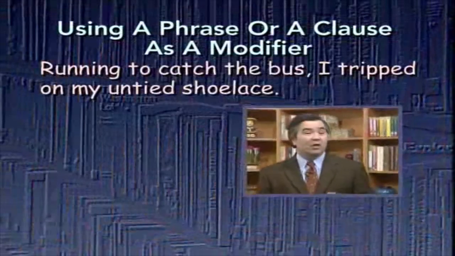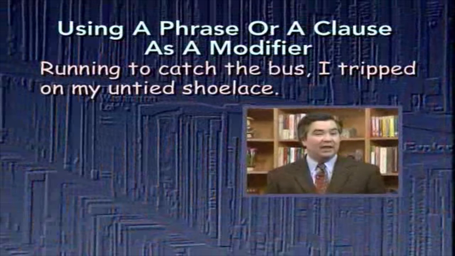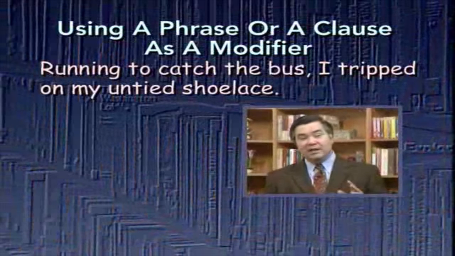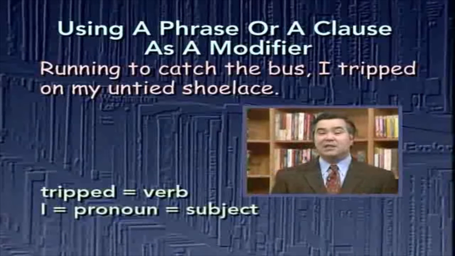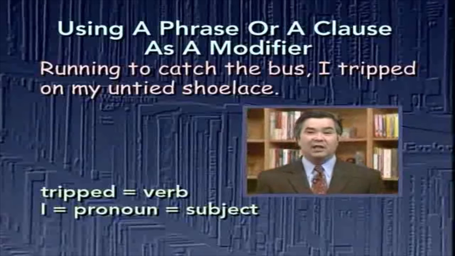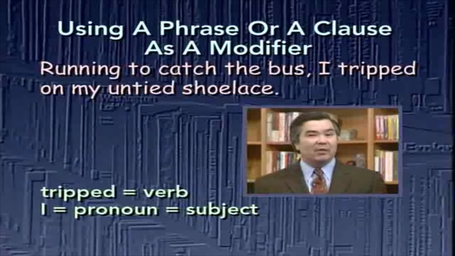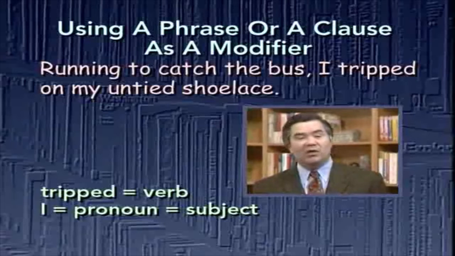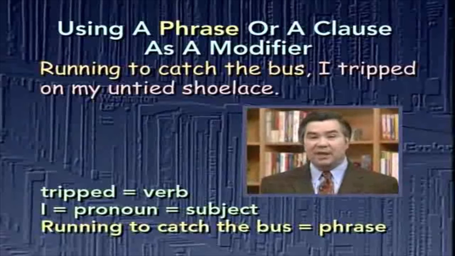modifier. Take a look at this sentence. Running to catch the bus, I tripped on my untied shoelace. Now, what's the main verb in this sentence? It's tripped. The subject is I, the pronoun. I tripped on my untied shoelace. That's the main action of the sentence. The sentence begins, however, with 5 words that are set off by a comma, and they form a separate phrase, running to catch the bus.